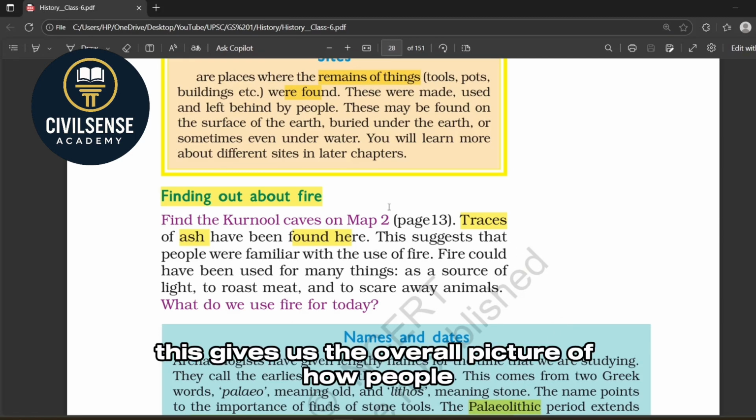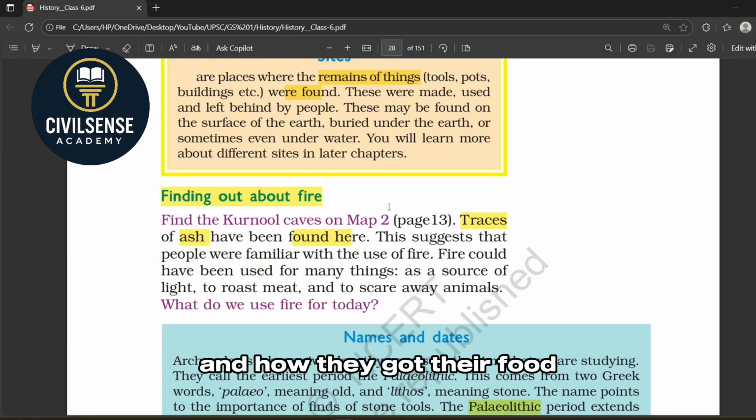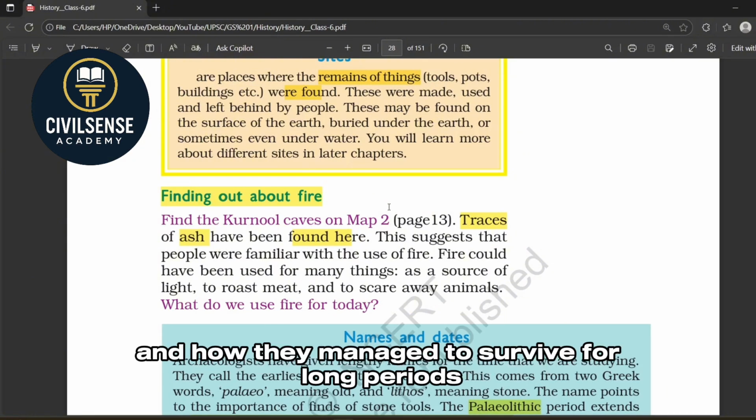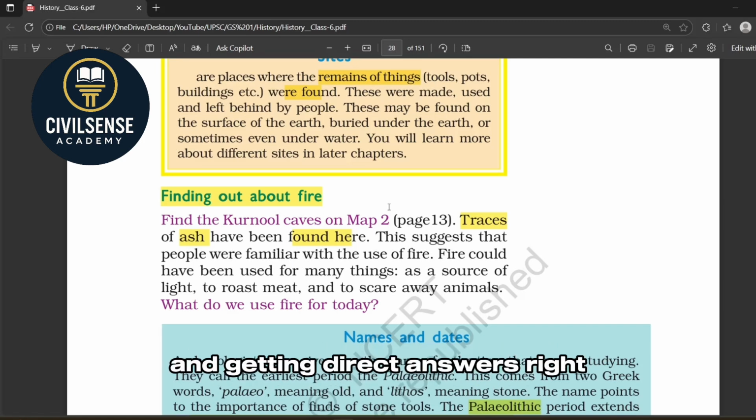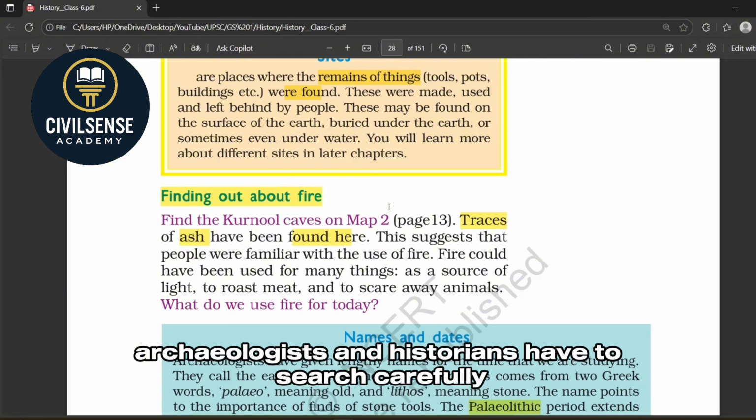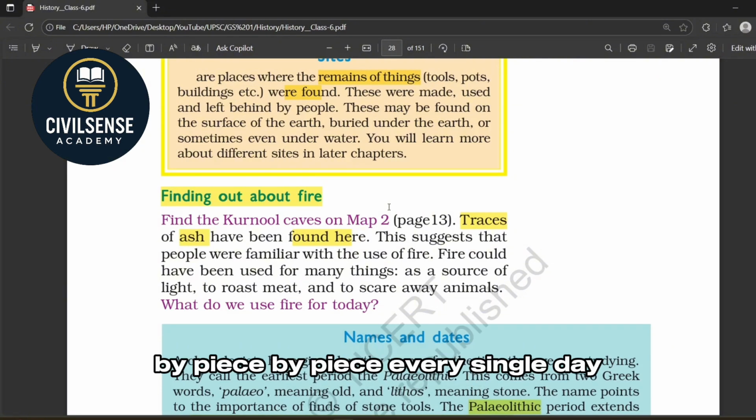So this gives us the overall picture of how people in those times lived and how they got their food and how they valued it and how they managed to survive for long periods. But remember, we cannot suddenly find out everything about the past. It is not like opening a book and getting direct answers, right? Instead, archaeologists and historians have to search carefully piece by piece every single day.